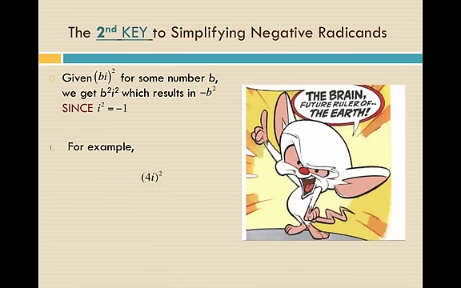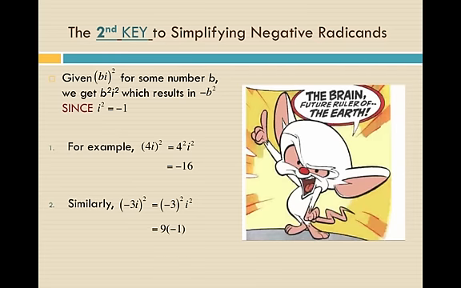Let's run through a couple examples here. If I have 4i all squared, that is 4 squared times i squared. What is 4 squared? It's 16. What is i squared? It's negative 1, so I get negative 16. Let's do another one. Negative 3i all squared. I distribute my square, so I have negative 3 squared and i squared. That gives me 9, because negative 3 times negative 3 is positive 9. My i squared is negative 1, and I end up with negative 9.